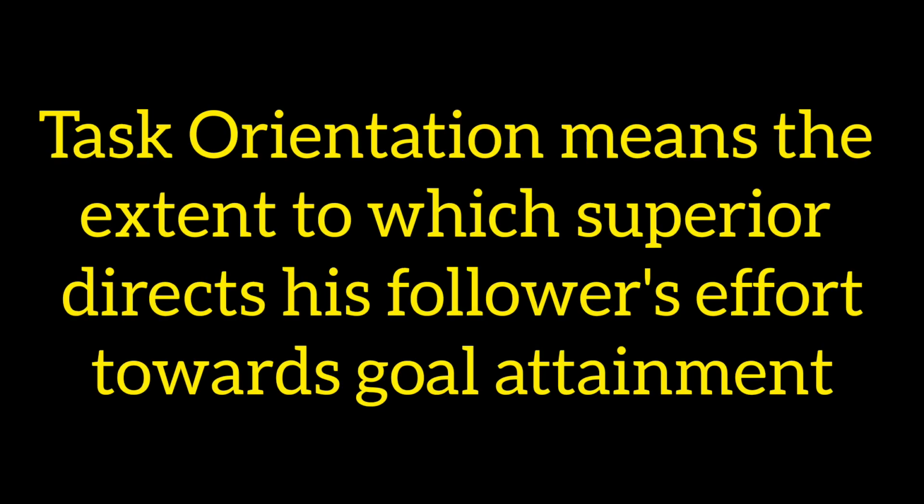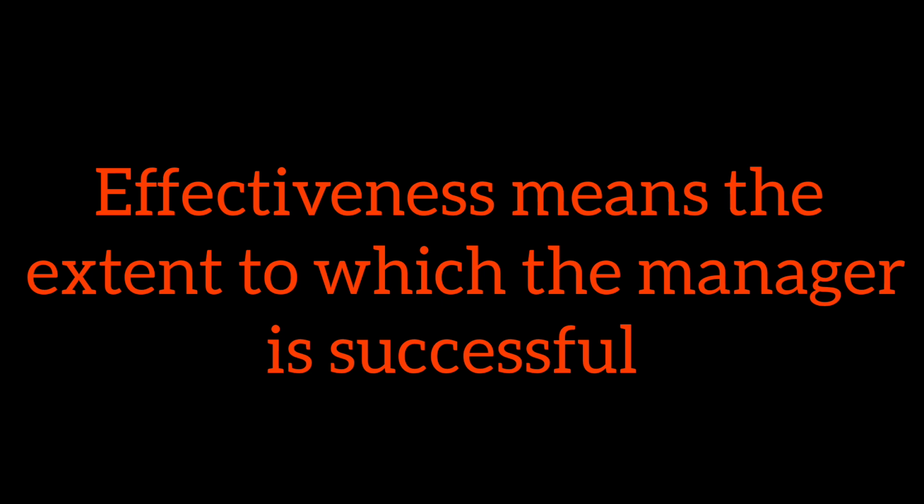Now going to the next dimension, that is task orientation. Task orientation means the extent to which a superior directs his or her followers' efforts towards goal attainment. So it is related only with the task. Now going to the third and new dimension, that is effectiveness. Effectiveness means the extent to which the manager is successful. So I think the three axes, that means three dimensions, are clear to everyone.